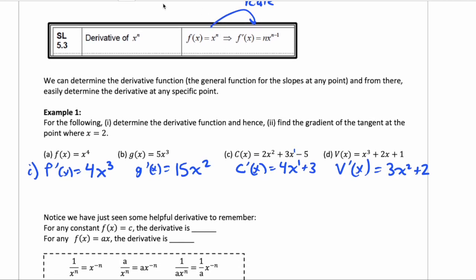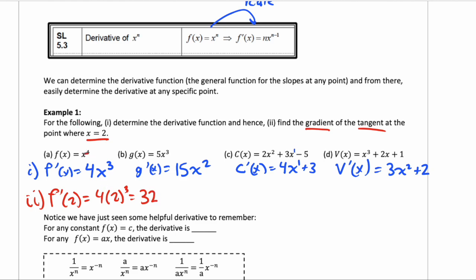And the second part of the question is find the gradient of the tangent at the point where x equals 2. Okay, so let's do that. At x equals 2, we just substitute in 2 to get the slope at this point. 4 times 2 cubed, and that is 32. Okay, so that's the slope at this particular point.